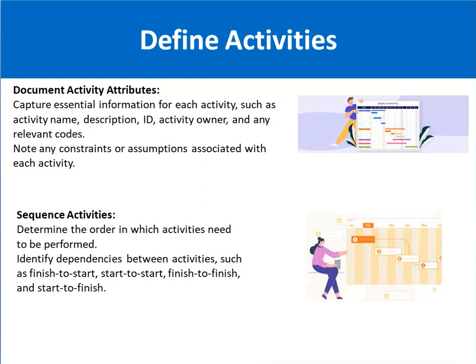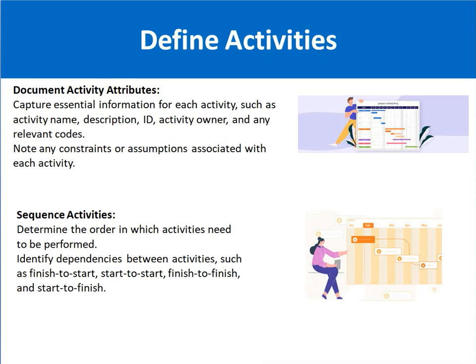So that means first we have to identify the activities, then we have to give some name, description, and ID as well so that we can track it properly. After that we have to sequence the activities. Sequence the activities means that we have to identify the order in which activities need to be performed.